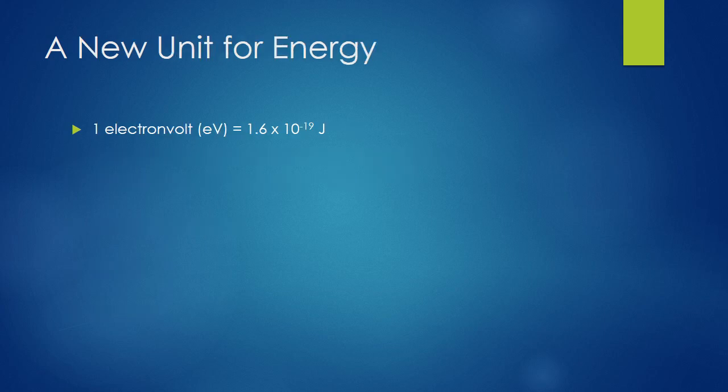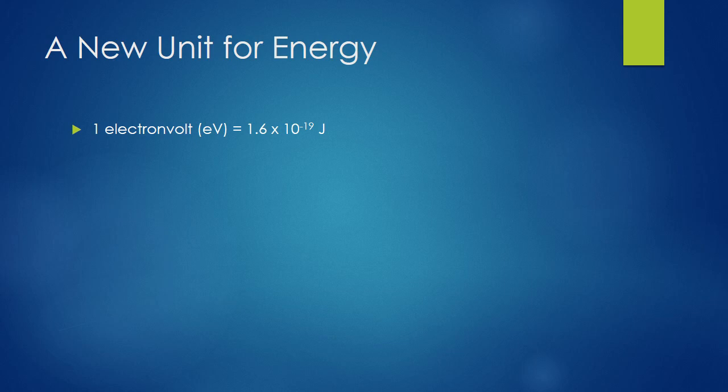Next, I do want to introduce a new unit for energy. So up until now, we've been using the joule to describe energy. Once you get to the quantum scale, you're dealing with really, really small amounts of energy, and most of those amounts are on the order of 10 to the negative 19th joules. Now, scientists get lazy, and we get sick of writing something times 10 to the negative 19th joules.